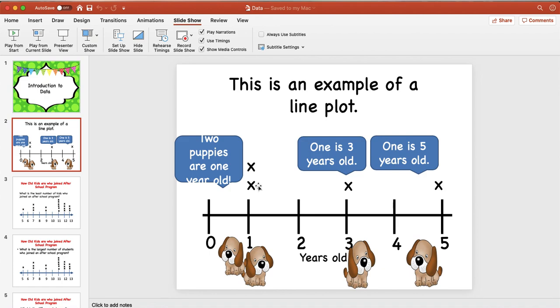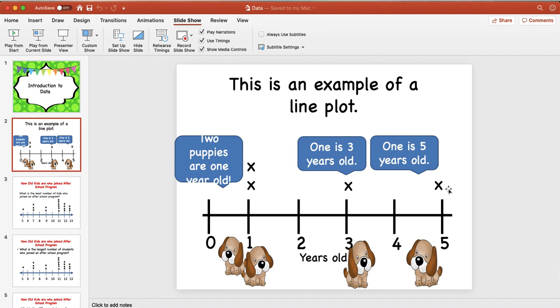So what this line plot is talking about is that there are puppies, and what they wanted to take data on is how old each of these puppies was. So 2 of them happened to be 1, 1 of them was 3, and 1 of them was 5. That's where we get our ages, our years old down here, and this is how many puppies were that age. So 0 were 0 years old, 2 were 1 year old, 0 were 2 years old, 1 was 3 years old, 0 were 4 years old, and 1 was 5 years old.